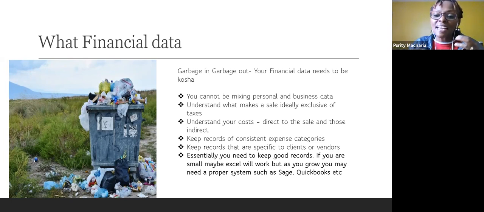So garbage in, garbage out. Essentially, you need to keep good records, which help you to draw these insights. If you're small and starting out, your business is maybe 50,000 a month or less, I would say keep those records on a spreadsheet like Excel, because Excel has many functionalities that can help you quickly draw out insights. If you're a bit bigger than that, you probably need a proper system, like Sage or QuickBooks or some of the others that are available.